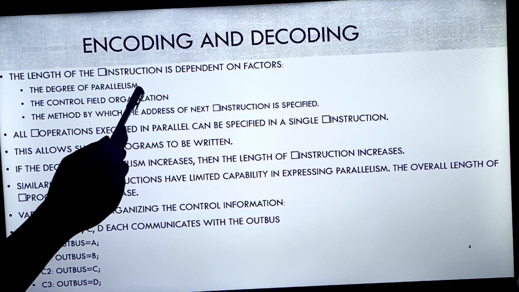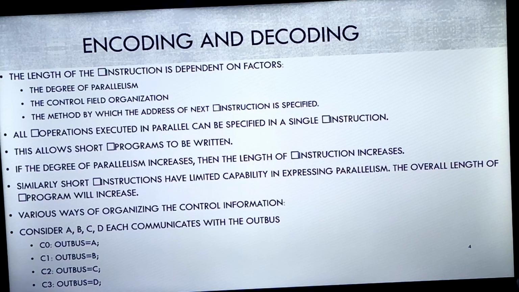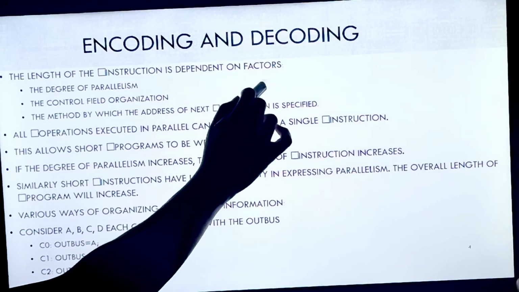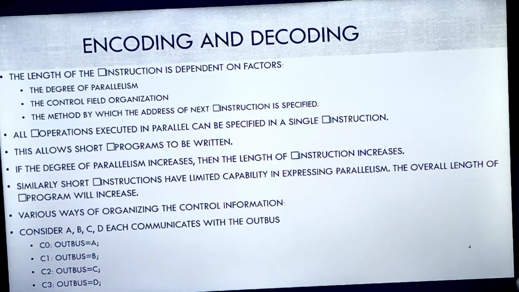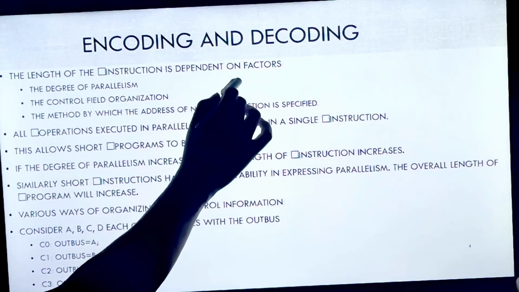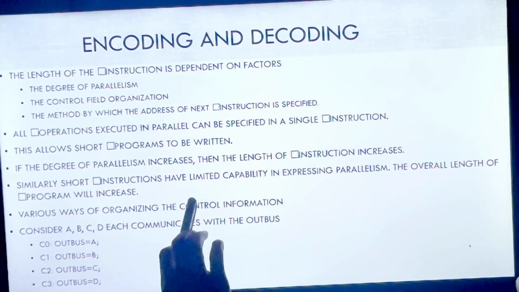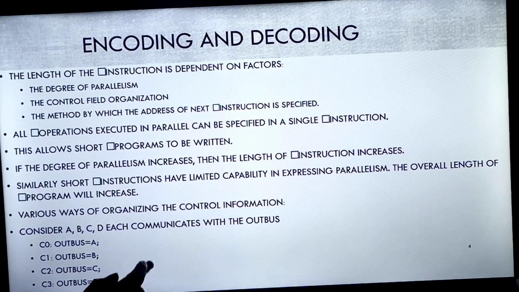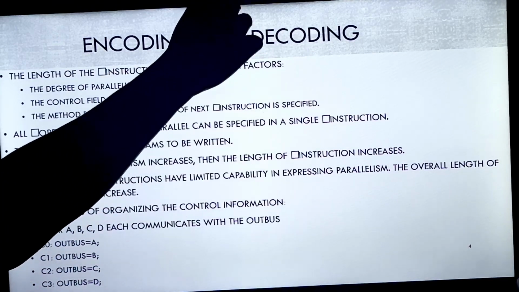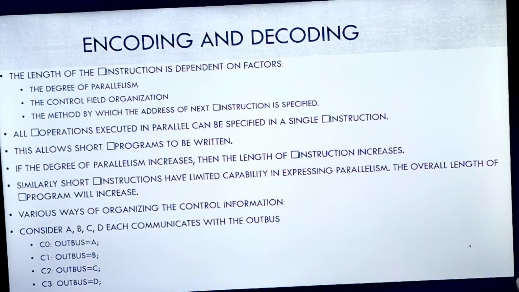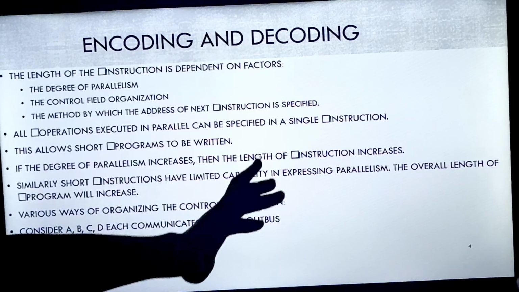What is the degree of parallelism? It means in one microinstruction, how many control signals you are using at the same time. Suppose you have a total of 4 control signals, C0, C1, C2 and C3, and in one microinstruction you are using all the control signals. That means you are executing many control signals in parallel at the same time. If you do so, what will happen? The length of the microinstruction will increase.